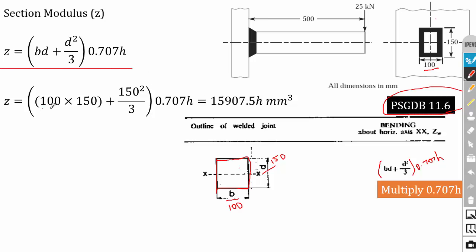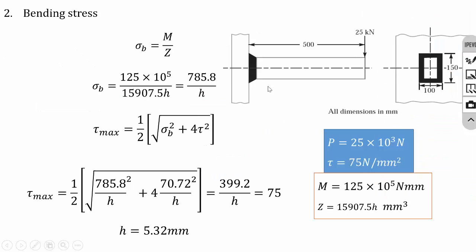So substitute the value of B and D. So B is 100, that is given in the problem, and D is 150. So you will get 15,907.5 H mm cube. Okay. Now you can substitute the calculated M value and Z value in the sigma B equation, so that you will get sigma B is equal to 785.8 divided by H.